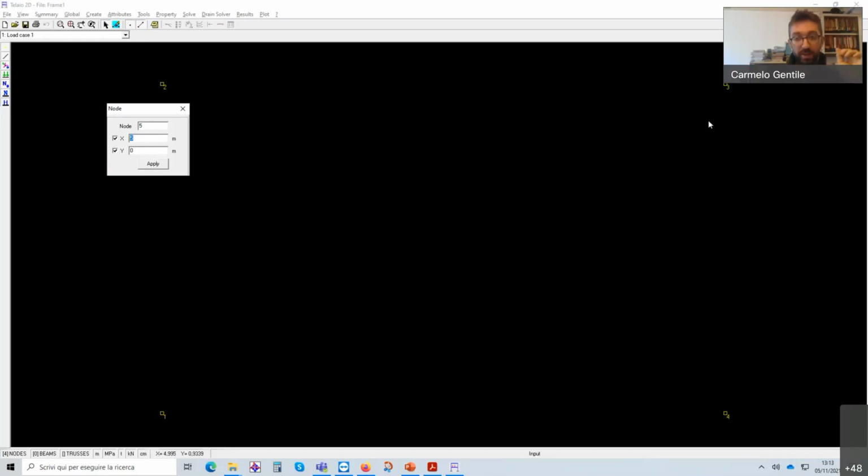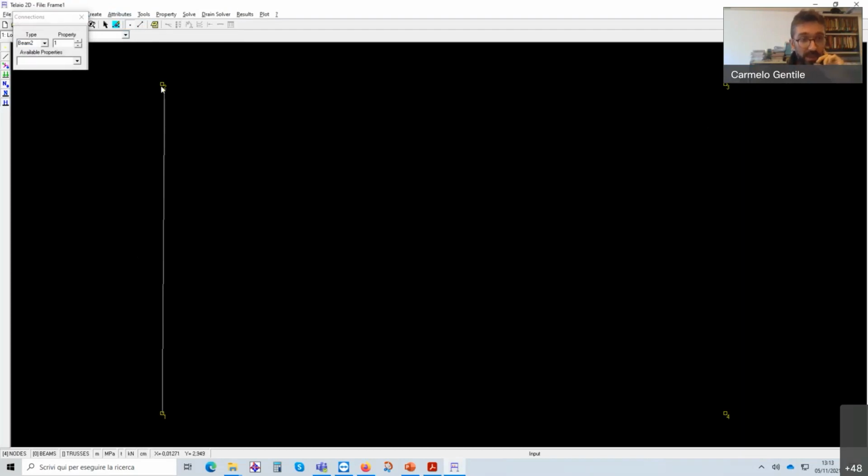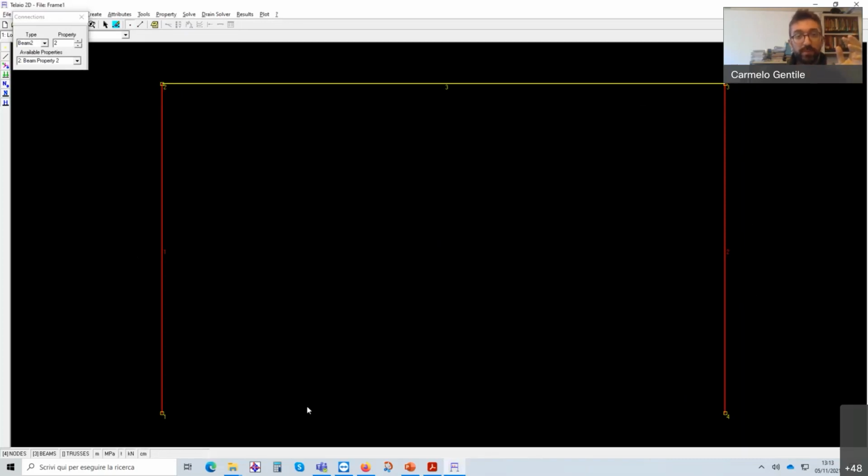So we have the base of the second column. Then we create the elements. Create element. From 1 to 2 is the first column. From 4 to 3 is the second column. Then we increase the number of the property, and we select node 2 and node 3. So here we have selected a new beam property. This is for a different cross section, obviously. And in this case, it is the cross-section of the beam. You can see that it is highlighted in yellow.